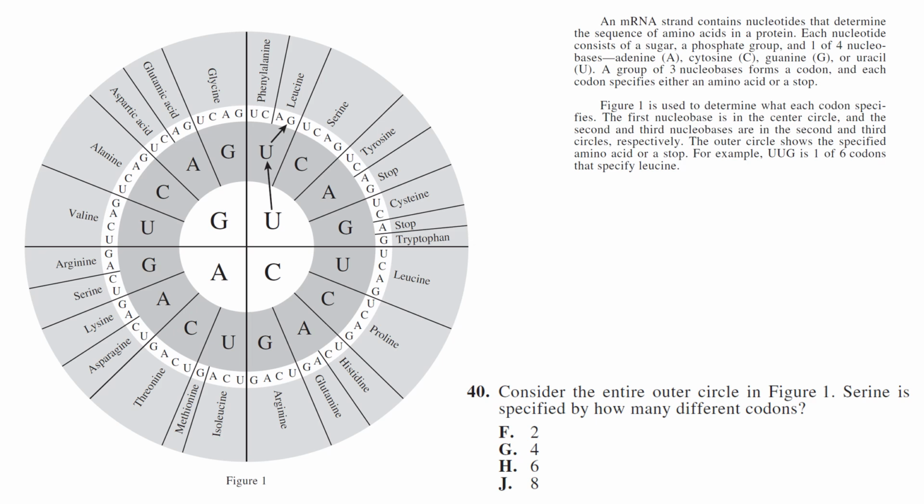Consider the entire outer circle in figure 1. Serine is specified by how many different codons? You've got to find serines. We have it there and there. And then we have AGC, AGU, that's 2, UCU, UCC, UCA, UCG, so total that is 6. So H.